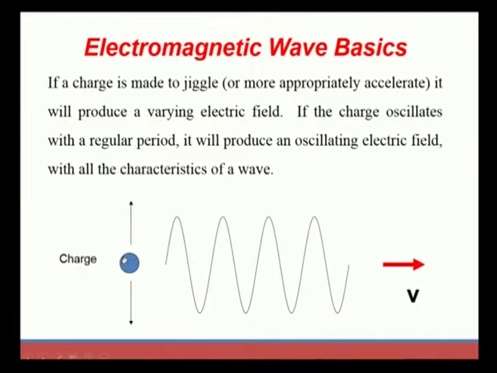This can be studied with this picture. We can observe the charge. If it is oscillated like this, moved up and down, it will produce an oscillation. The oscillation will be in this form, like a wave, if it has a regular period. So, it is moving in this direction, and we can observe the wave-like nature of a charge. The electric field that is produced will be of wave-like nature.